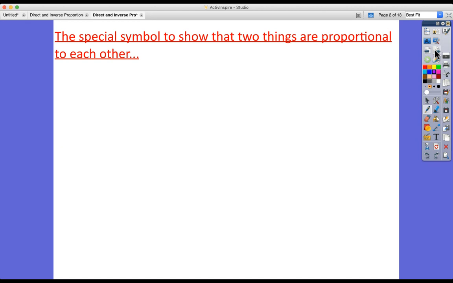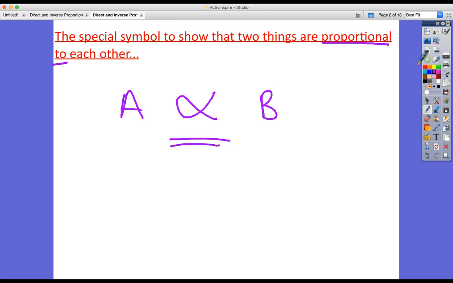So the key thing to know, first of all, is that if two things are proportional to, these are the two words you're looking out for. The special symbol that you will write down immediately is this one. So if A is proportional to B, for instance, you'll say that. In fact, you don't need those lines underneath, just emphasizing. So there we go, it's the proportionality sign.